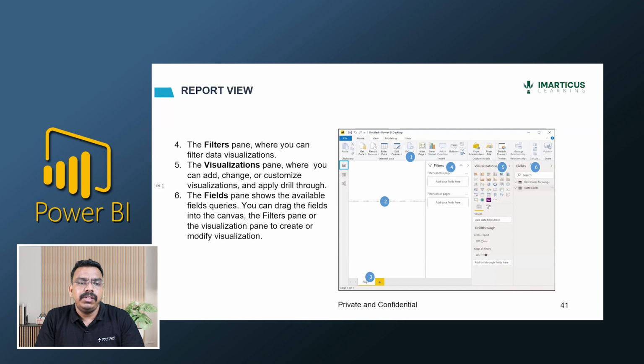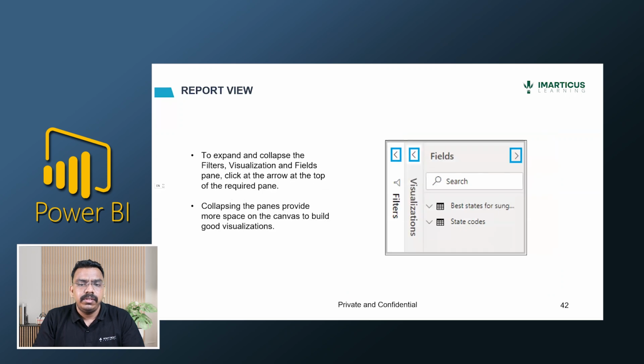At the last, we have the field pane. In this field pane, you can see all the folders that you have loaded along with the columns. You can try expanding or collapsing the filter, visualization and field panes by clicking the arrow on top. That gives your charts or dashboard more space while creating the visualization.